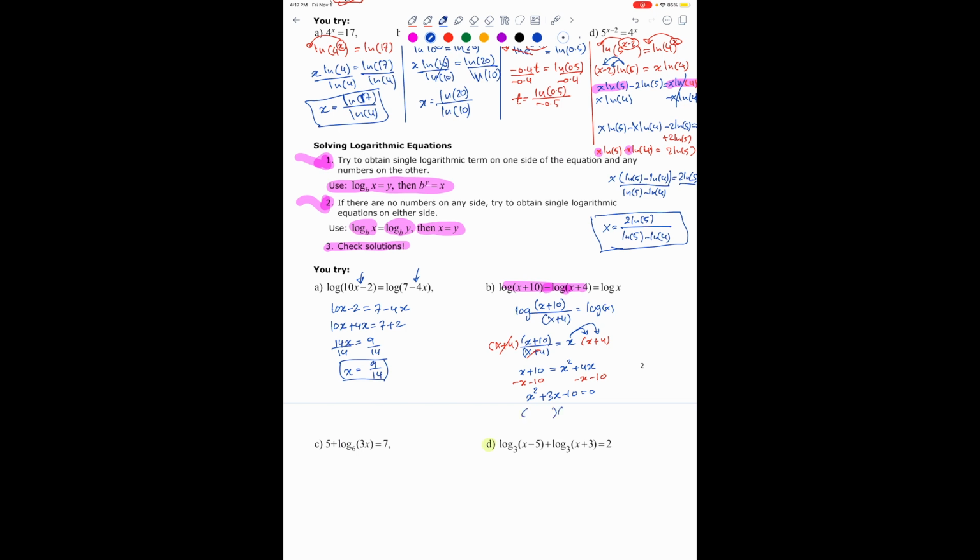I'm going to try to factor. I need two numbers. The product is negative 10. Their sum is 3. That is positive 5 and negative 2. So the solutions are x equals 2 and x equals negative 5. Notice how negative 5 does not work because logarithms cannot take negative numbers. If I plug it in here, it's not going to work out. And that doesn't work either. So I'm going to eliminate one answer and then stick to just x is equal to 2, which is not going to cause any trouble. So the solution is x is equal to 2.